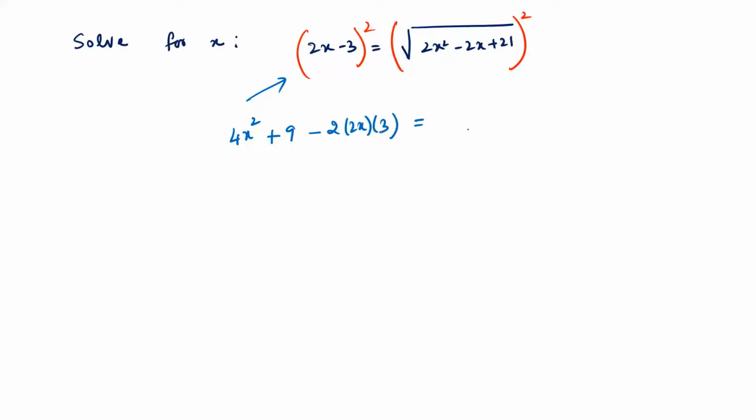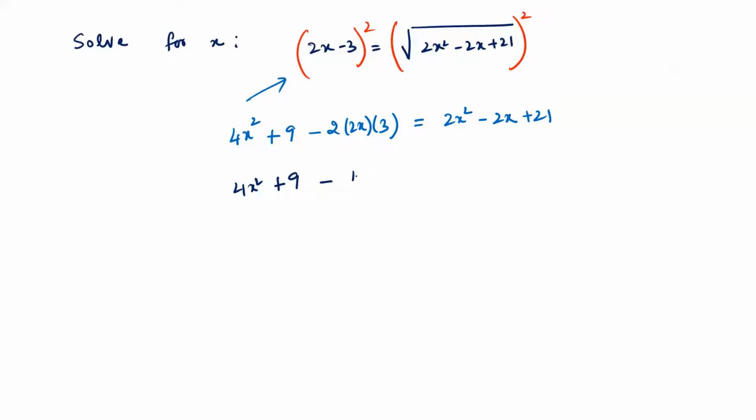Minus 2 into 2x into 3. And what about the right hand side? Ma'am, we should just remove the root. Yes, we have to remove the root because we know that root 3 into root 3 is 3. It's a perfect square. Root a into root a is a. Now transpose the terms. Simplify both the hand sides first.